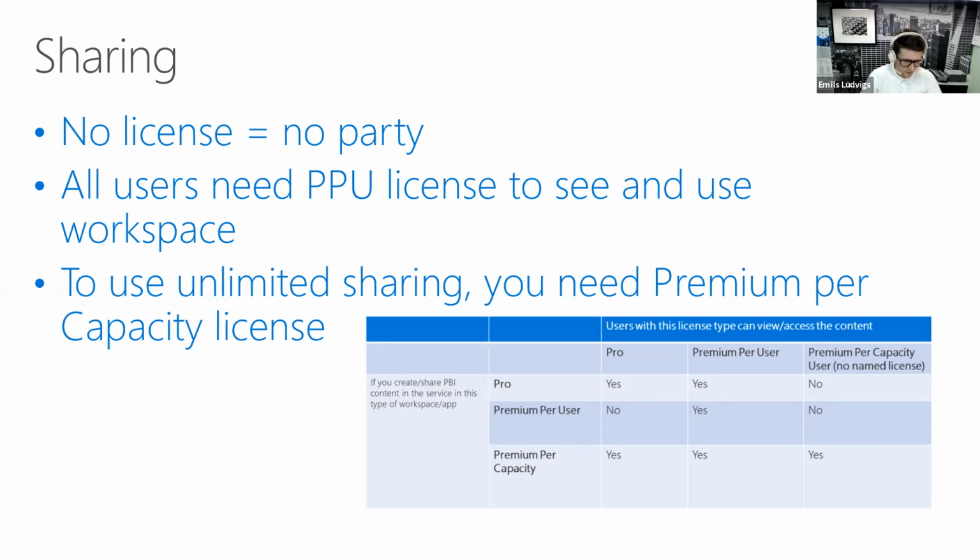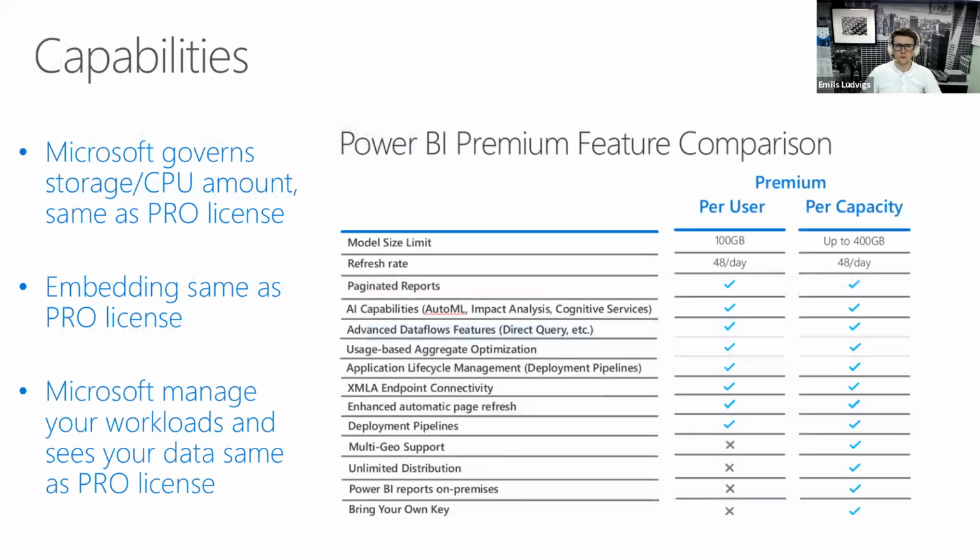What about the capabilities we have in premium per user? Really useful is that the model size limit increases from the 10 gigabytes which we have in Pro to 100 gigabytes. And I think for most organizations this storage limit will be pretty decent. Also, the refresh rate is really high, the same as premium per capacity. You can get paginated reports and AI capabilities like automated machine learning, impact analysis, and cognitive services.